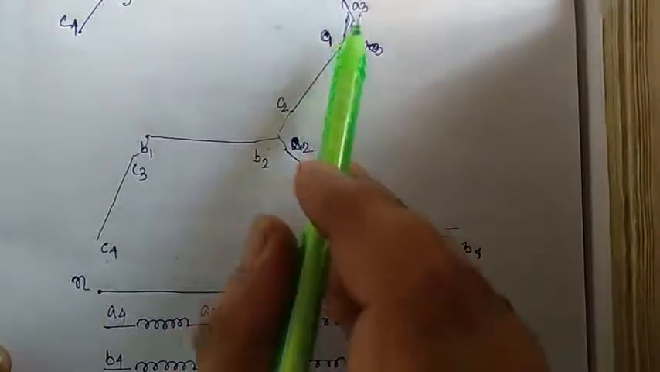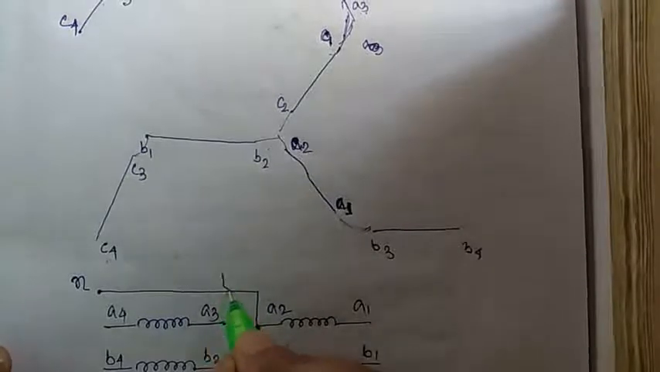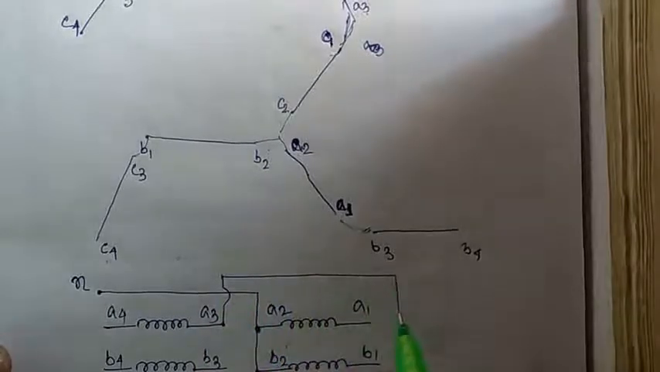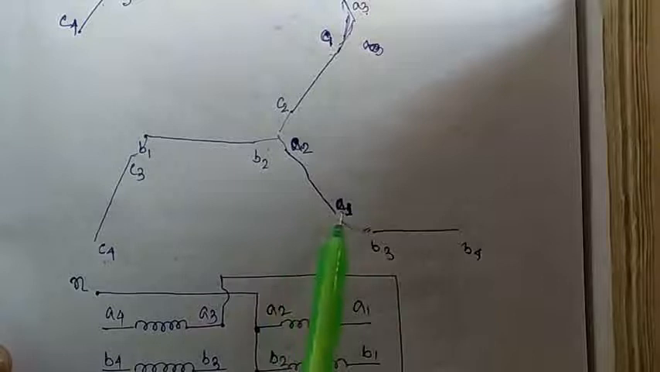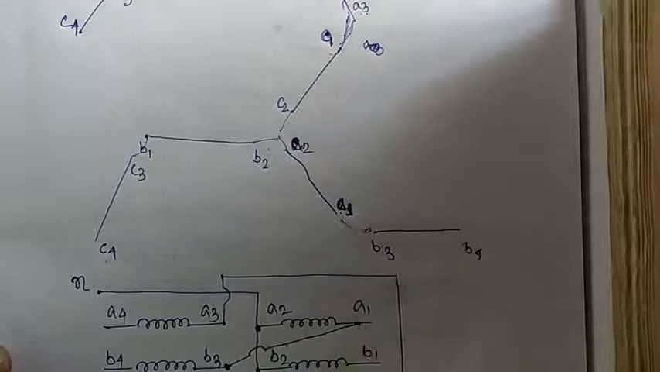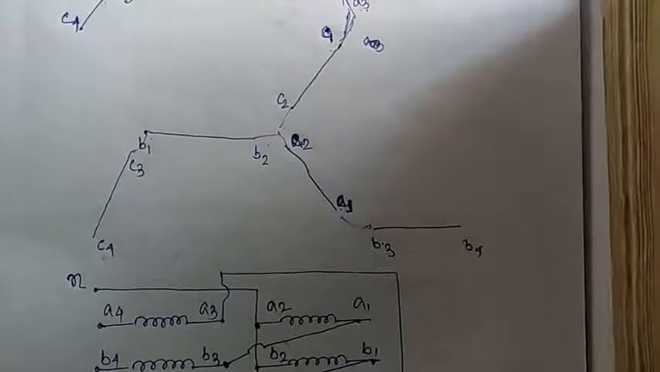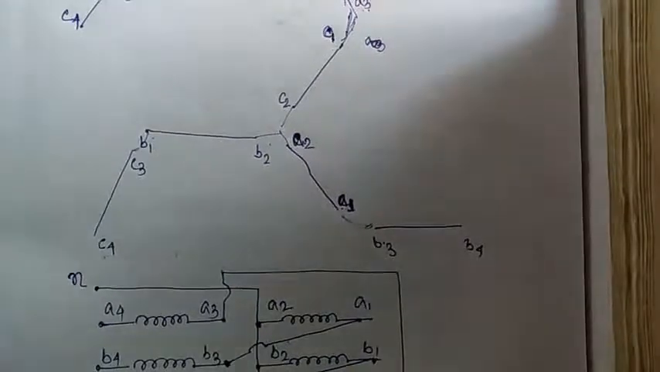Now C1 and A3 is connected. So this is A3, this is your C1. Now A1 and B3 is connected. So this is your B3 and this is your A1. Now B1 and C3 connected. This is your B1 and this is C3. Here A4, B4 is the outer terminal. Now that is the high voltage side winding, which is delta.